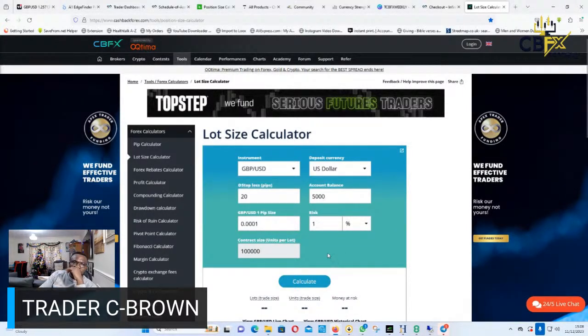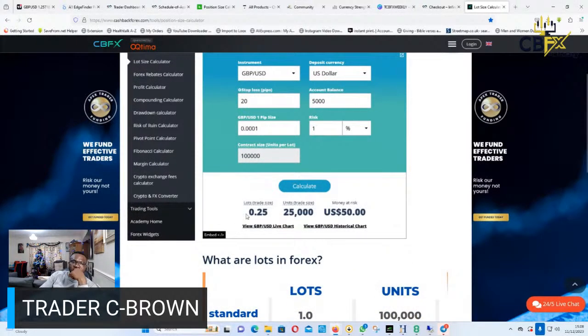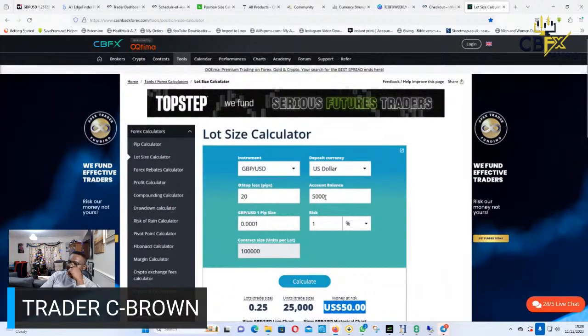All right, so this is what you get, and you hit calculate. So this is your lot size. 0.25. That's your lot size. Do not use anything higher than that on one position. So you will be risking $50 on a 5K account.